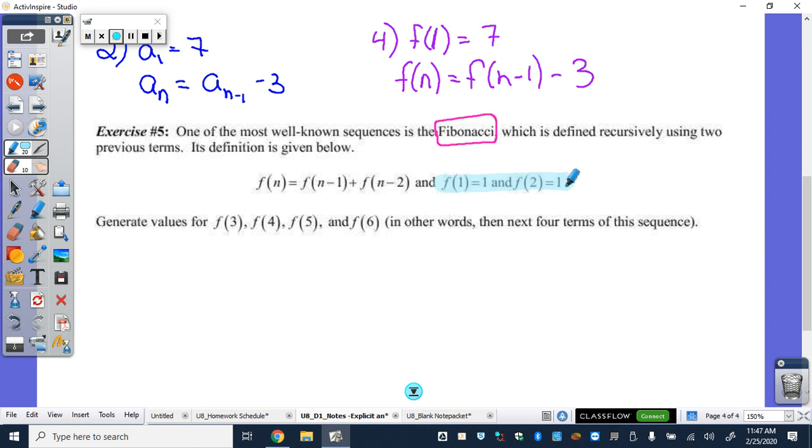At the end, they actually tell us what? They tell us that our first term is a 1, and they tell us that our second term is a 1. So they give us the first 2 terms there. So then let's take a look at the rest of it. Hopefully, you are remembering what that notation means. F of n minus 1, that means what? Previous.